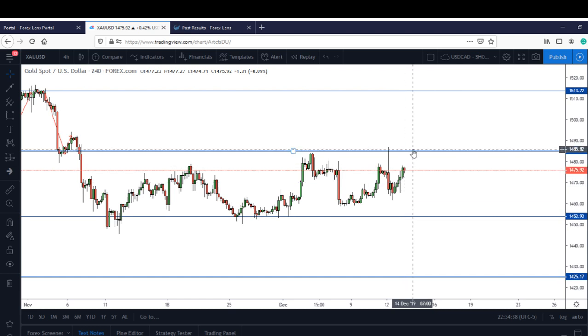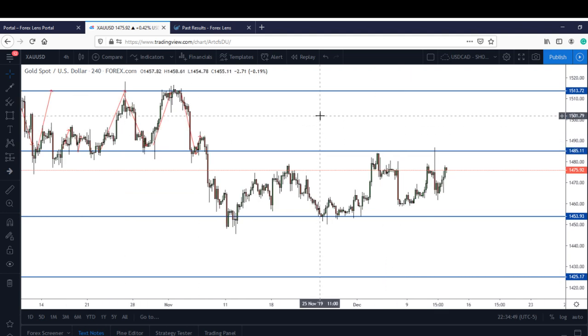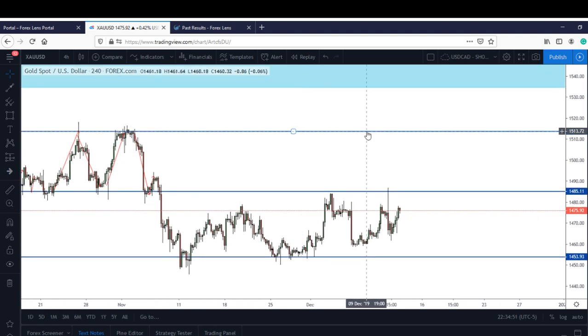All we want to see is when we get up to here, we want some sort of bearish engulfing candle like here, some sort of inverted hammer like here, to know we're going lower. If we don't get that and we close above, we're going to try going long to 1513, and that is gold.